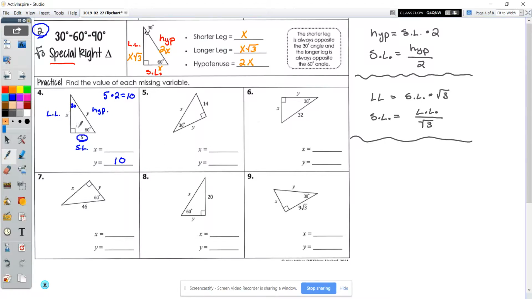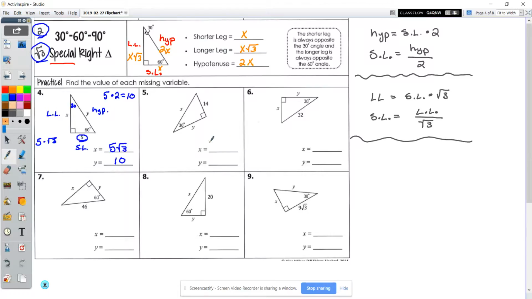Now the long leg and the short leg have a different relationship. Their relationship is the square root of 3. So the long leg is longer than the short leg, so I'm going to multiply, and since I know the relationship, square root of 3, I can take 5, the short leg, times the square root of 3. 5 times the square root of 3 is 5 square roots of 3.